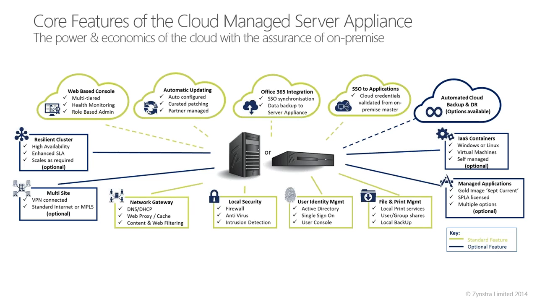And I'll whiz around as quickly as I can, starting on the center left. So we talked about having a resilient cluster with high availability and SLAs that support that, scaling as required. From a networking point of view underneath, we obviously offer VPN out of the box. We can do multi-site VPN. We have network gateway for doing all of the usual firewalling, DNS, DHCP, content filtering, and so on. Local security, including intrusion detection. We can obviously sit behind other networking equipment that's on-prem, but we provide all of that.